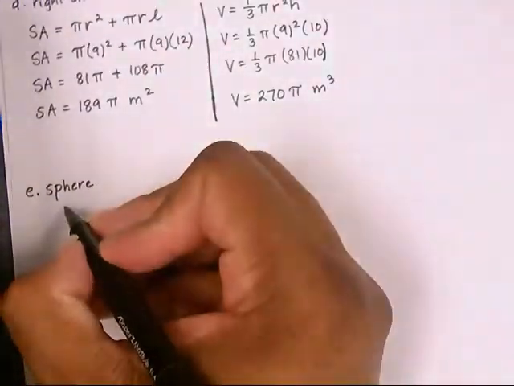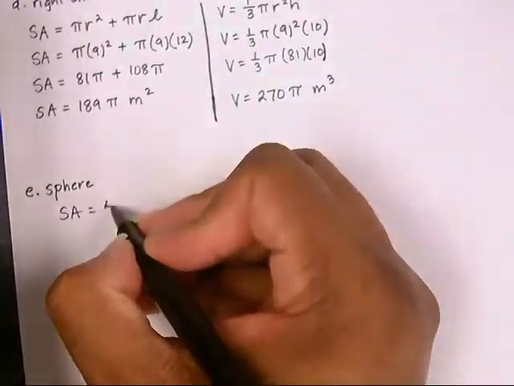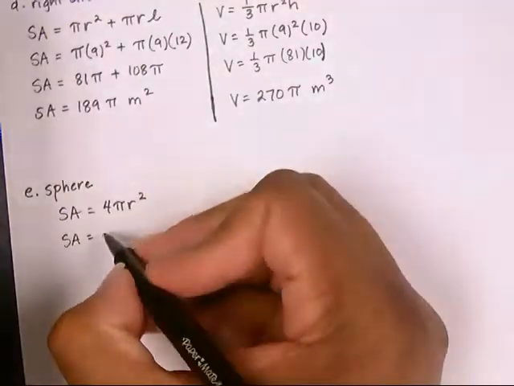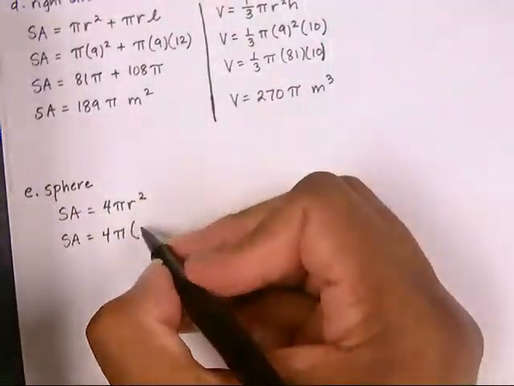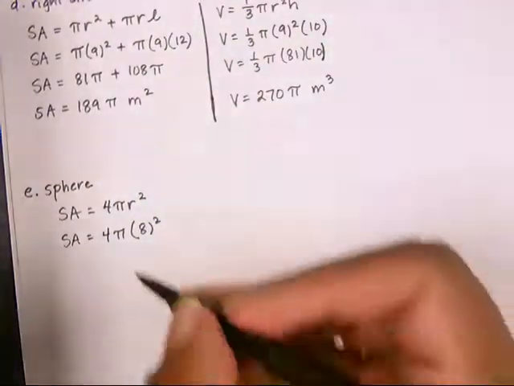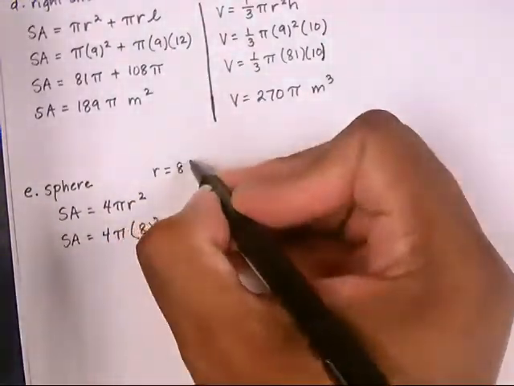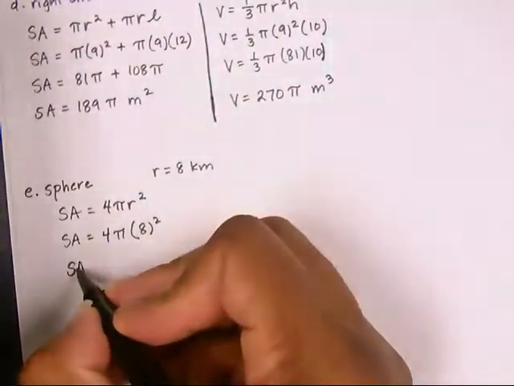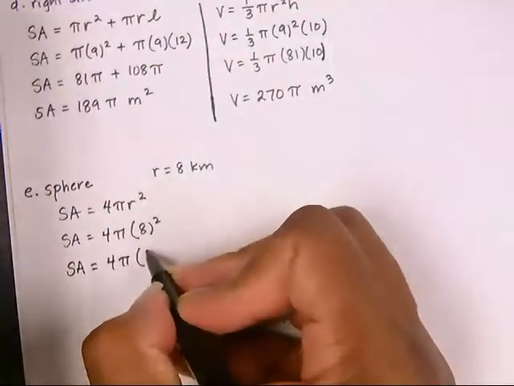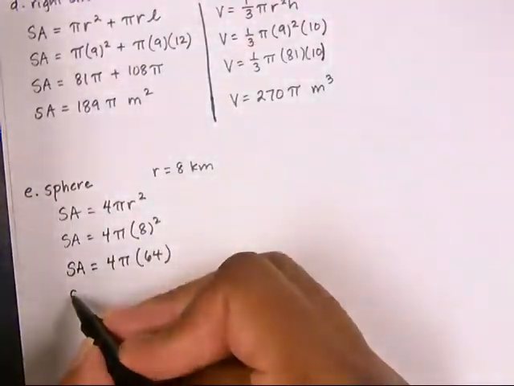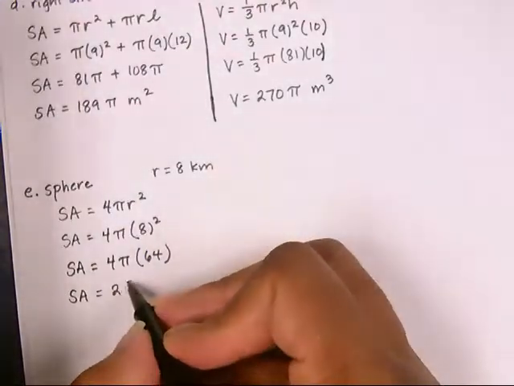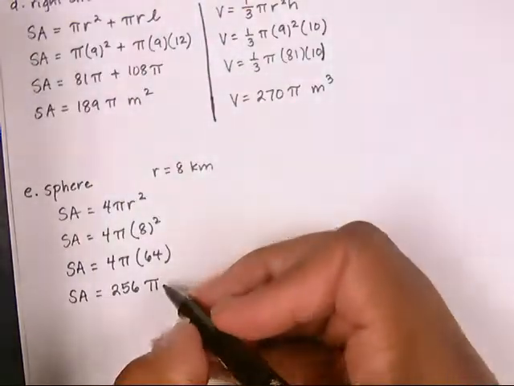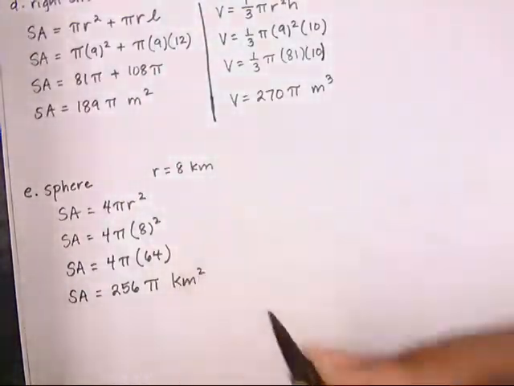So here the surface area for the sphere will be 4 pi r squared. So this would be 4 pi times the radius, which is, of course, 8. And I'll go ahead and mention here that the radius is 8 kilometers. Square that 8, you're going to get 64. So this will be 4 pi times 64. And then 4 times 64 will be 256. So it'll be 256 pi square kilometers.